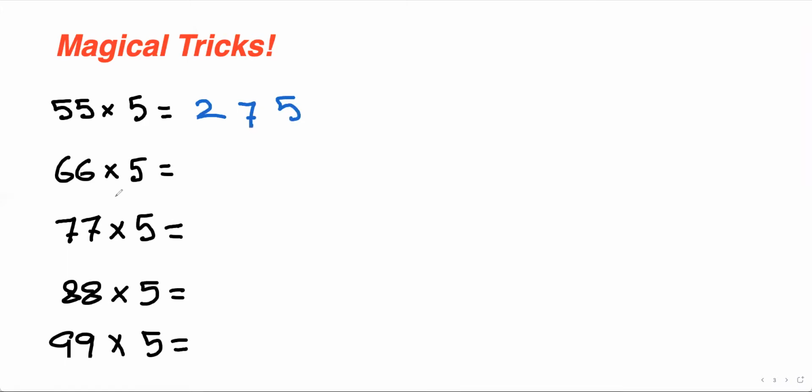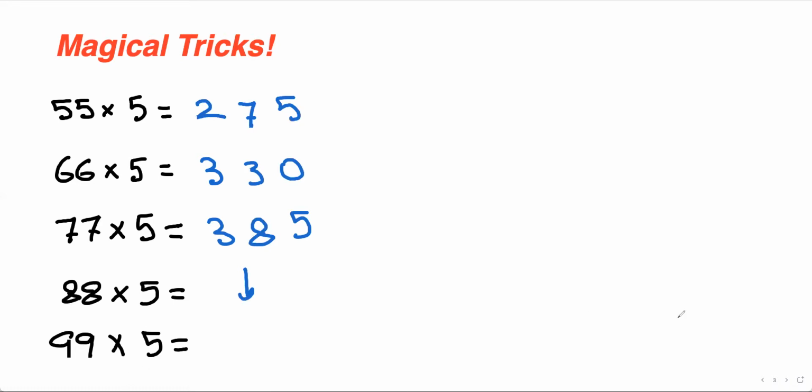Let's do that again. 6 times 5 is 30. Add the 3 and the 0. You get 330. Now 7 times 5 is 35. Add the 2 digits, you get 8. So 385. I'll let you do these two.